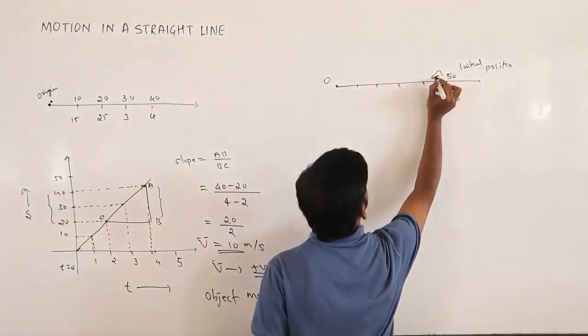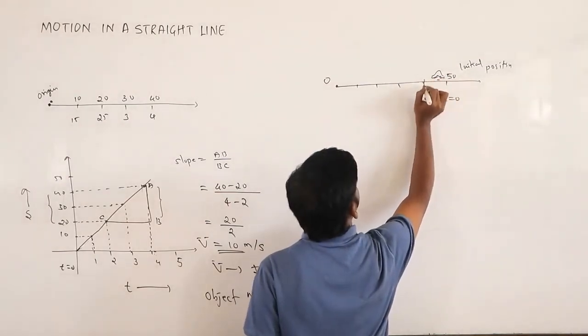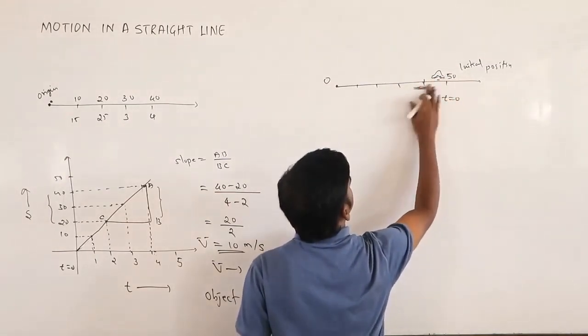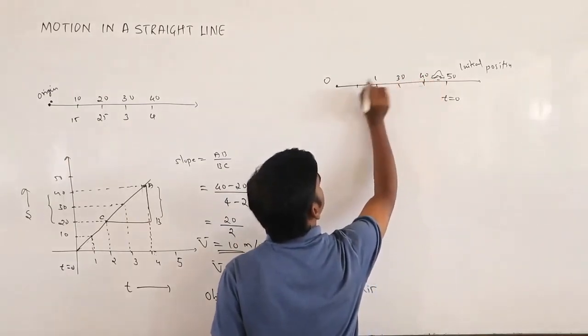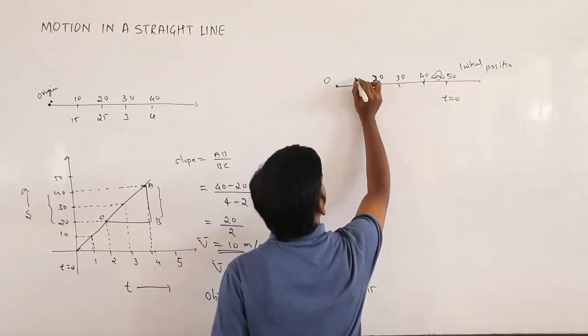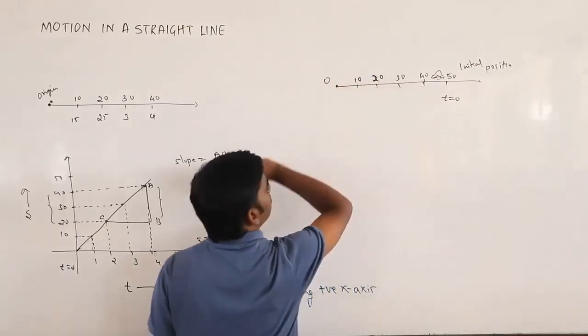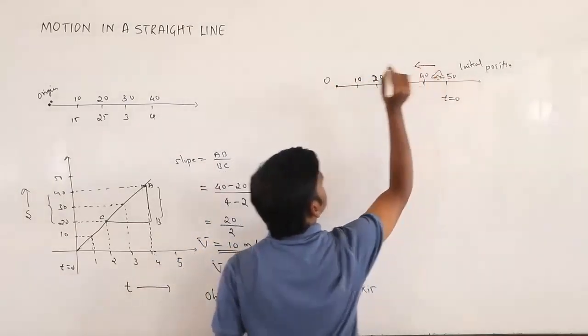Now it has to travel. It will come to 40, then it will come to 30, then it will come to 20, then it will come to 10, and then it will come to 0. That means the car is going in this direction.